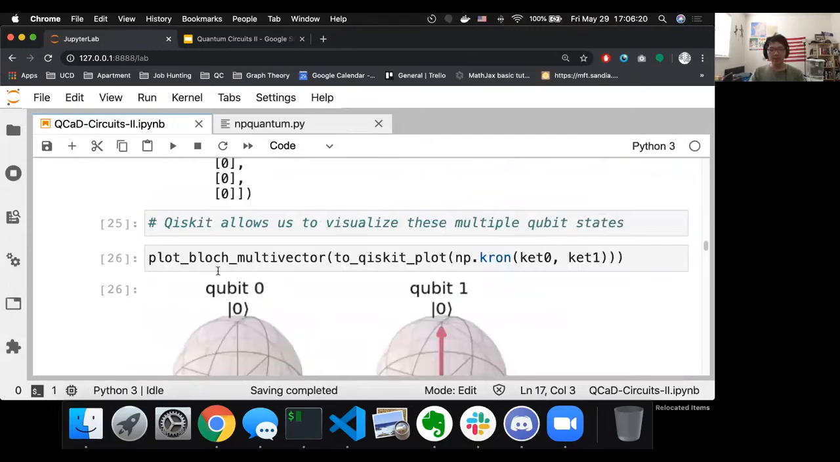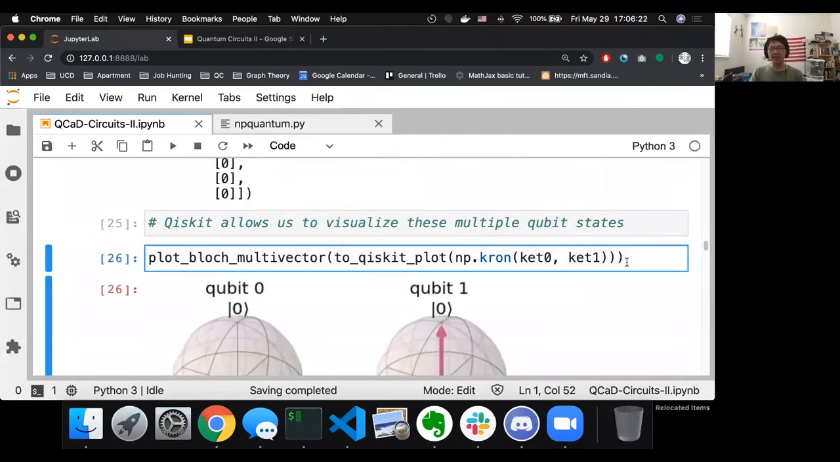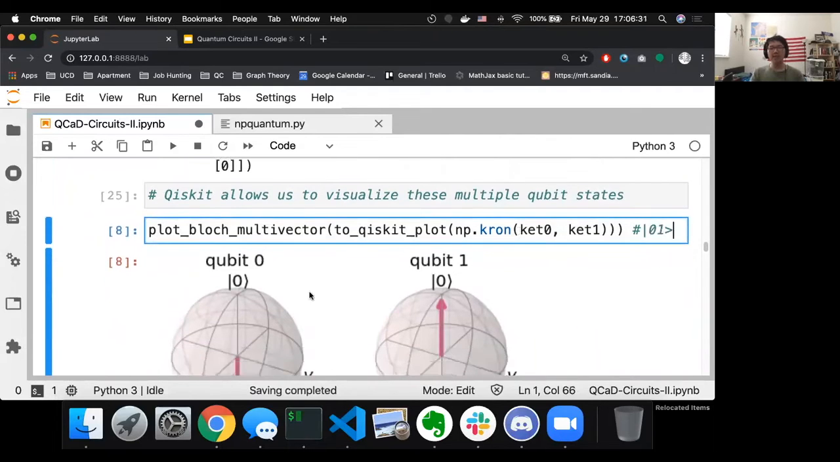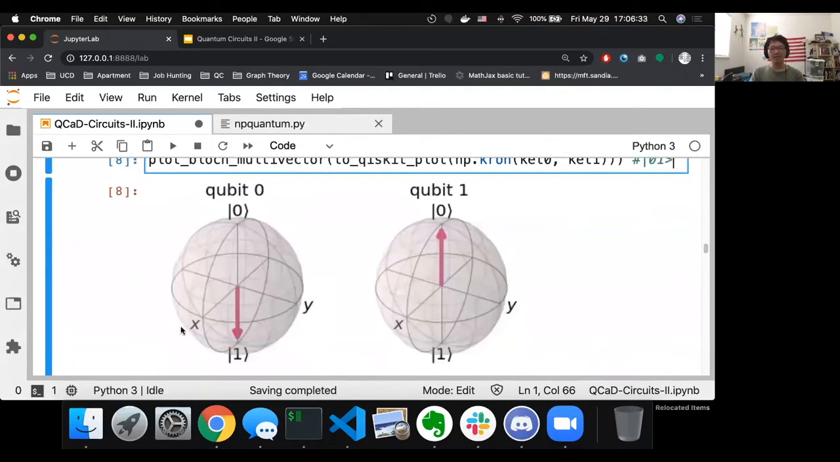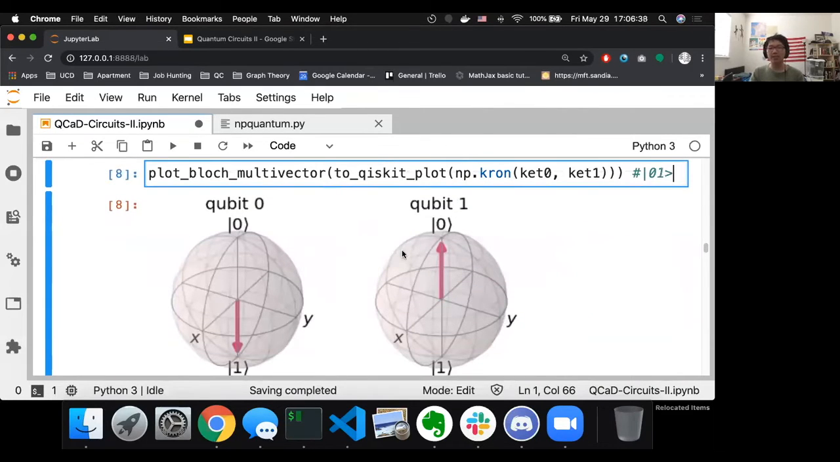So if we look at this, I've created ket 0, 1, the Kronecker product of ket 0 and ket 1. But if you look at this, why did Qiskit give us 1, 0? We told it 0, 1, but it gave us 1, 0. So what's going on here? What is this tomfoolery that IBM wants us to believe in?